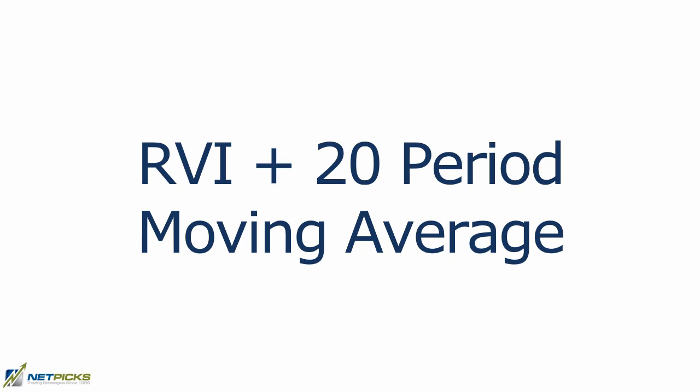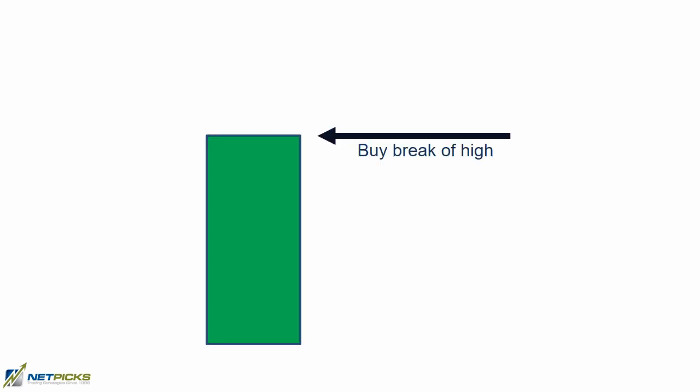This next one, we're going to use a trend indicator, a 20-period simple moving average, along with the RVI, and we're going to have two different trade setups. Price is also going to have to confirm the direction as an added confirmation for trade entry. What this means is our trade entry will only trigger when price breaks a high or a low.